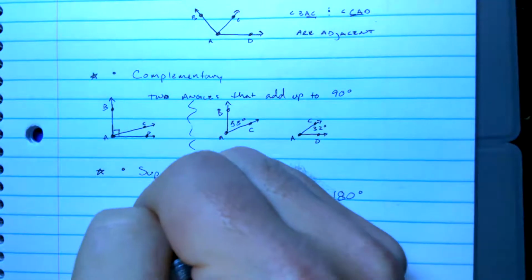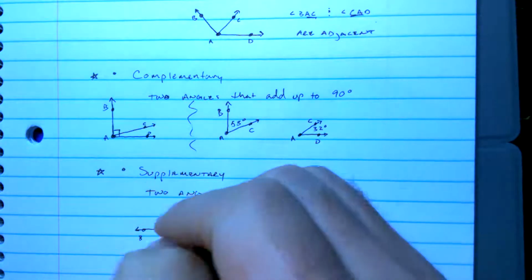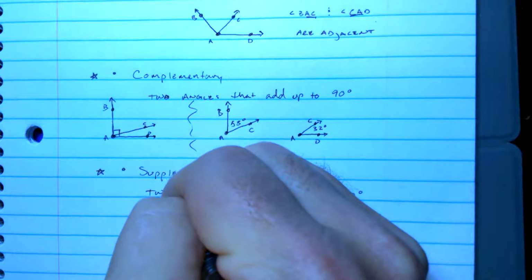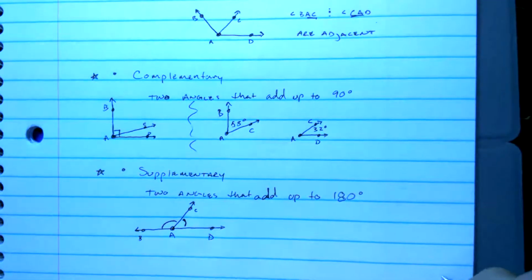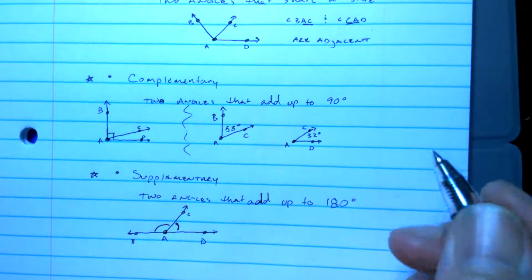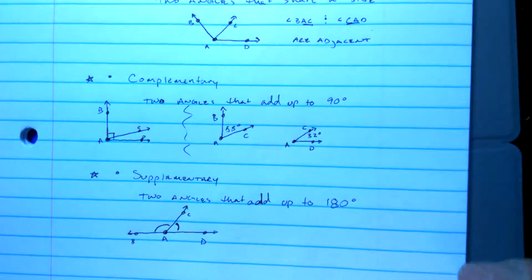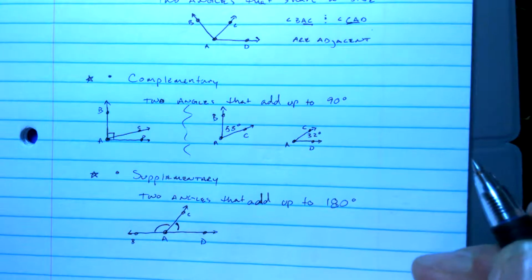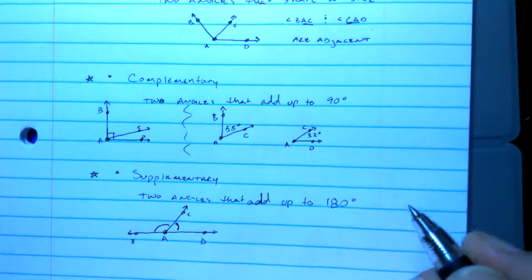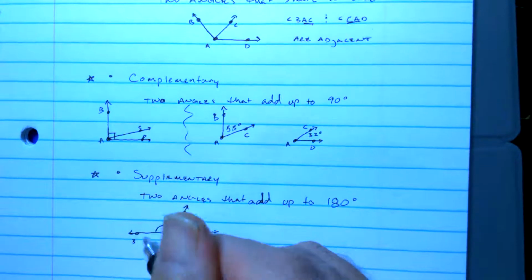Okay, so I've got angle BAC here, right? There's that BAC. It's an obtuse angle, and then what looks to be an acute angle on the other side. Those two combining would make 180. And so the same is true if they're separated. We can see that angle BAD, that is a straight angle. And so we know straight means 180.